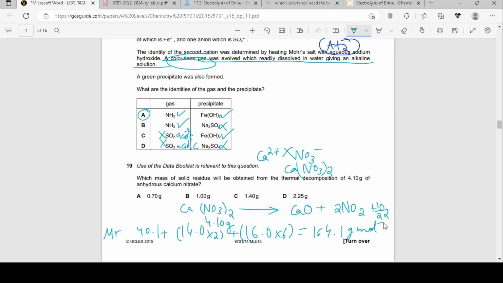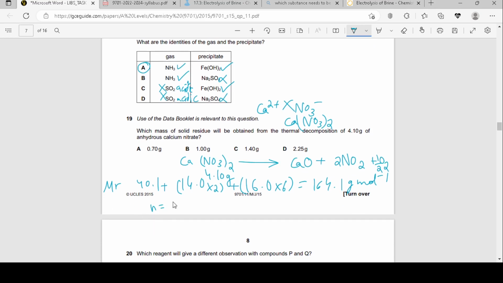Okay, so now if you find the moles of calcium nitrate, that is going to be mass over the molar mass, so 4.10 over 164.1. That is actually 0.02498, and so on, but I'm just going to take it to these many significant figures. You just use your calculator answer basically.